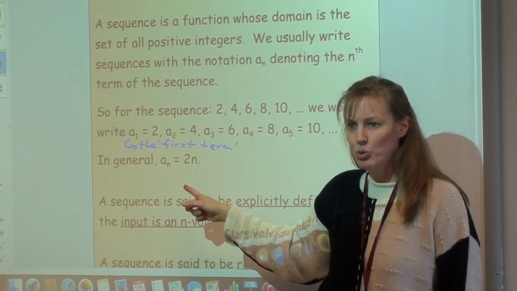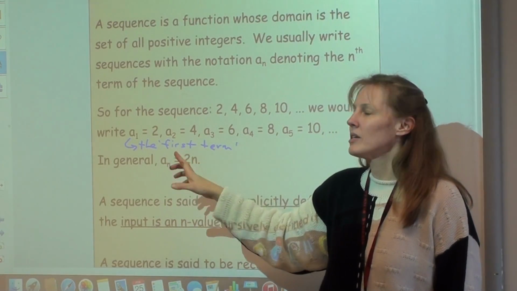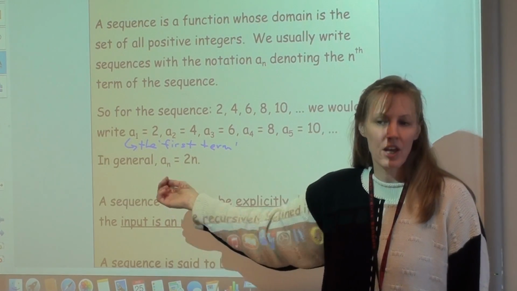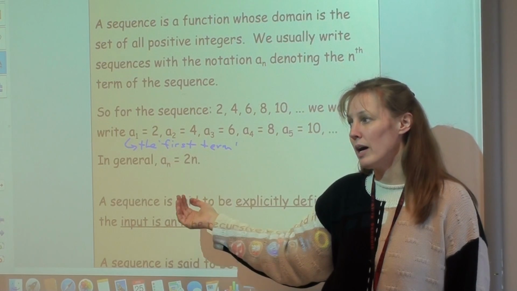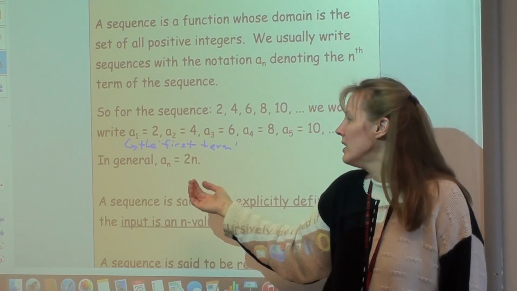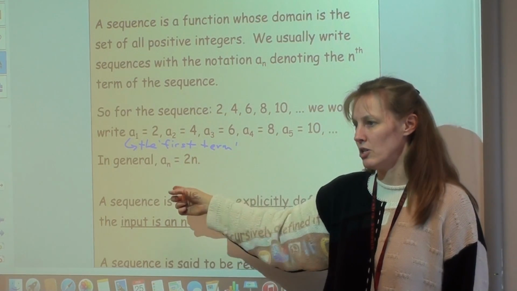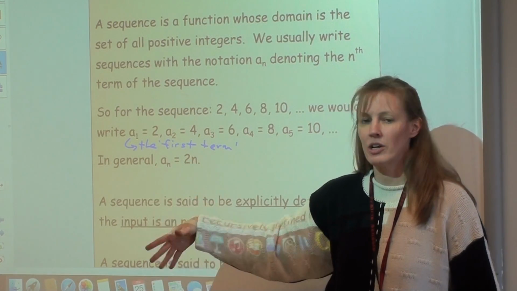This is called the rule for the sequence. It's almost exactly the same as if you had f of x equals 2x, right? The only difference between f of x equals 2x and a sub n equals 2n is that a sub n denotes it's a sequence, which means the input can only be integers. Whereas f of x, you can have any input you want.